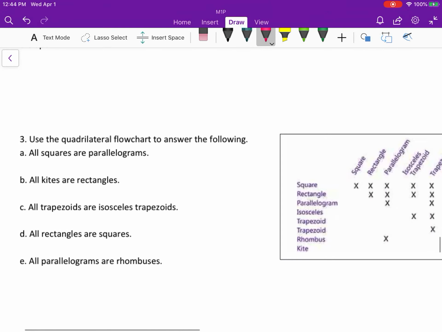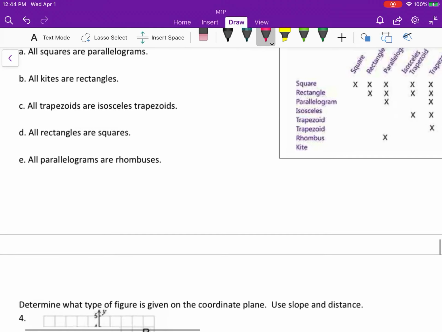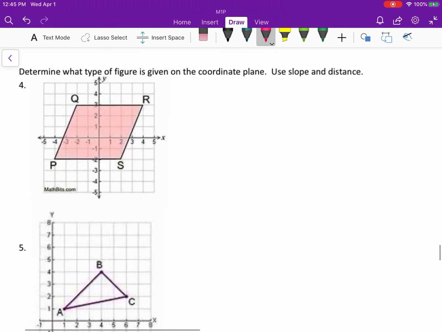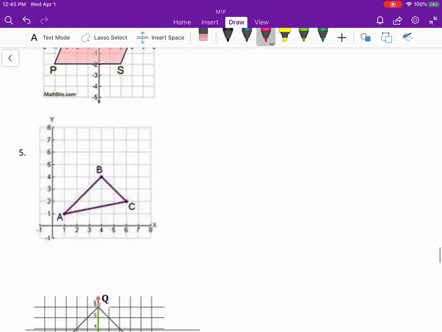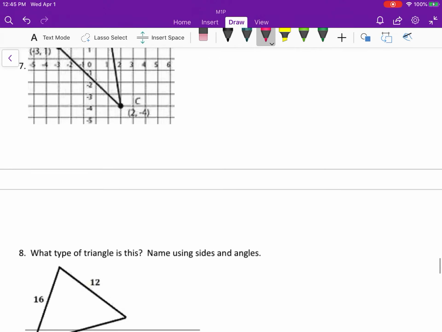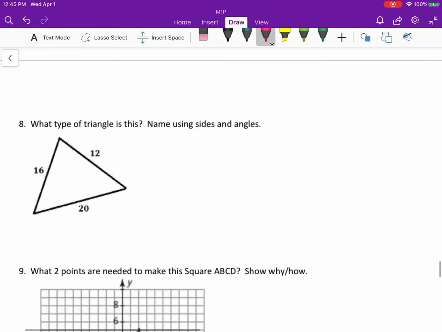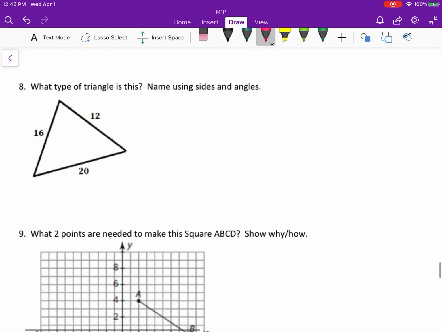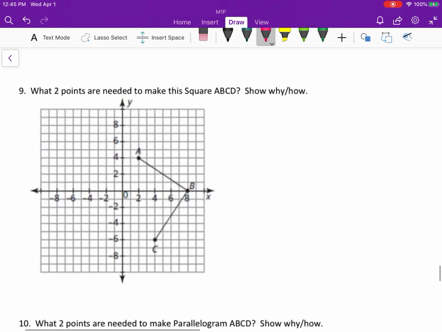Pythagorean theorem, distance, midpoint, slope. Here's just a quadrilateral question. Telling slope and distance again with these figures on the coordinate plane. What type of triangle is it? This is where you could use actually the names of the sides and angles. You could use Pythagorean identity if you want on this one.